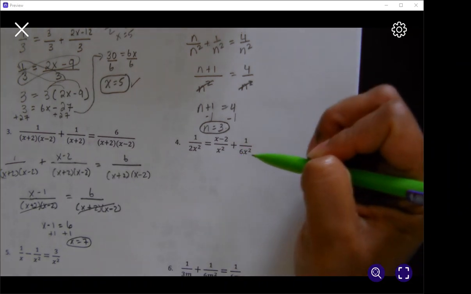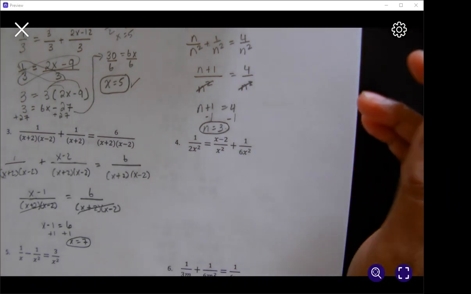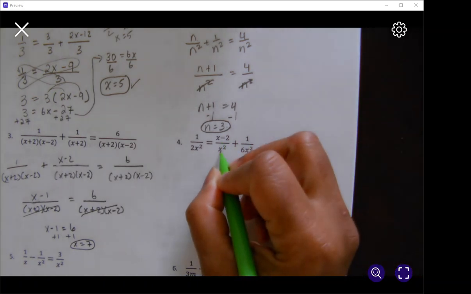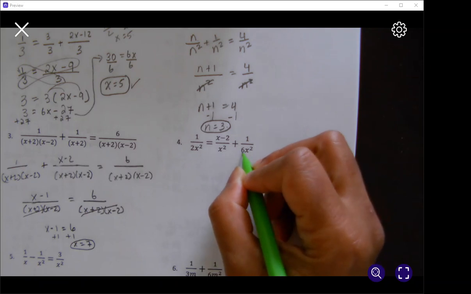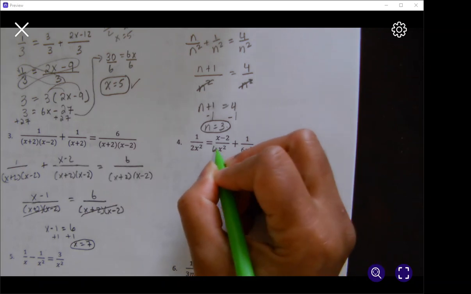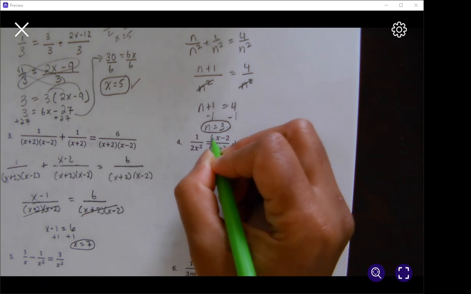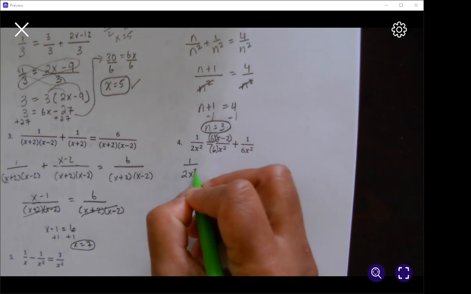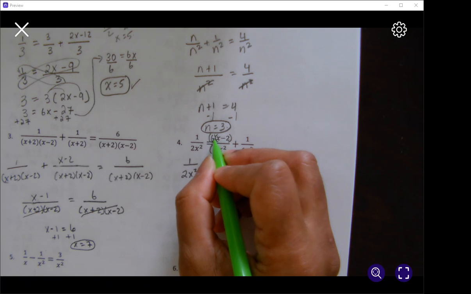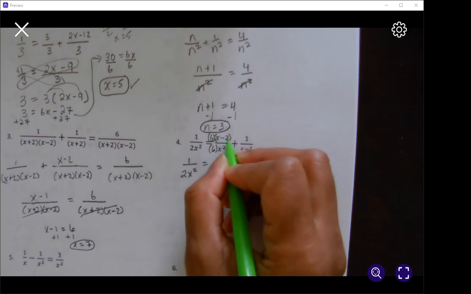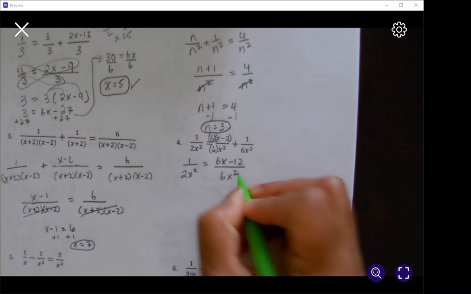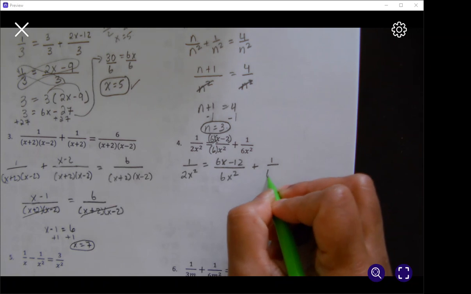All right, so for this one, we're going to have to first find a common denominator, then cross multiply. So over here we have to put these two together. This has an x squared and this has an x squared, but this has an x and this doesn't. So I'm going to put a 6 here. So I'm going to distribute it. 6 times x is 6x, 6 times negative 2 is negative 12 over 6x squared plus, and then I'm going to bring that down.